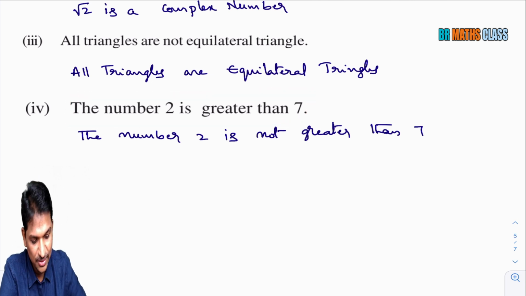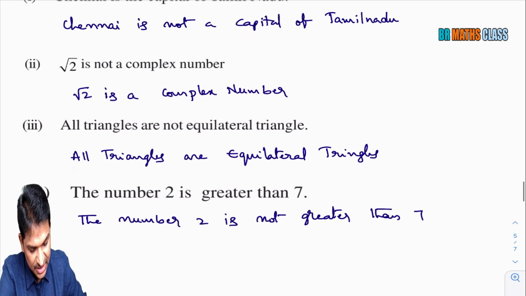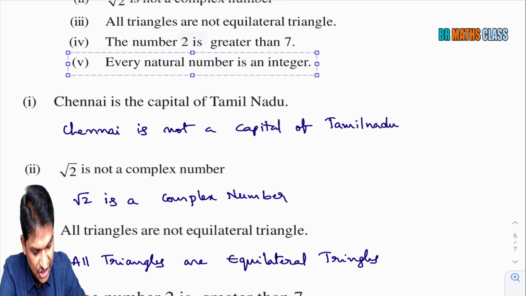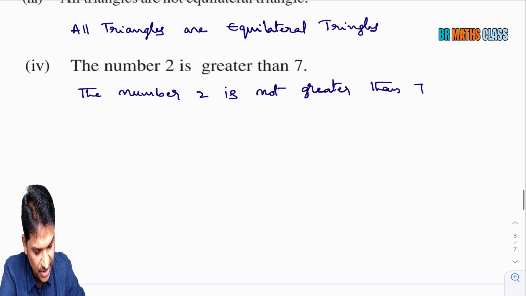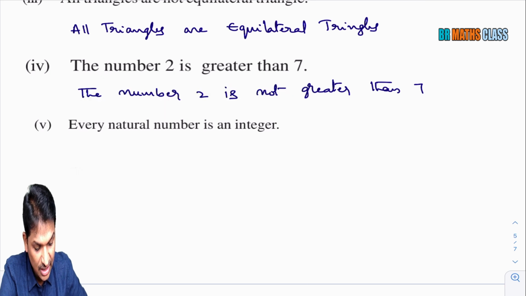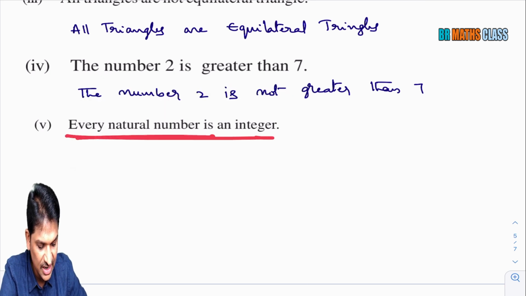Okay. Now, next, fifth bit. What is the fifth bit in this? Every natural number is an integer. Okay. What you need to write? You need to write its negation. You don't need to say whether it is true or false. You just need to deny this statement. You need to refuse this statement.